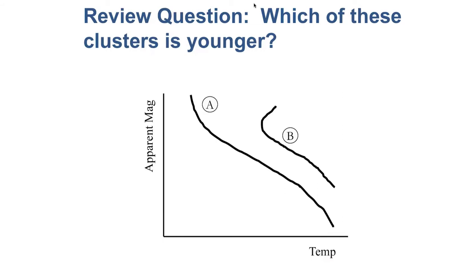So the two questions that I have are, which of these two clusters is younger? I've got two clusters here, A and B. And again, this is a line, but it's tracing out where the preponderance of the stars are on this, what's called the color magnitude diagram. So which one of these two clusters do you think, A or B, is the younger cluster? Okay, what is the answer?